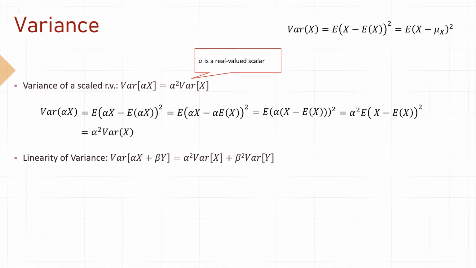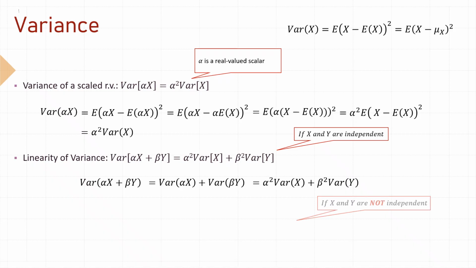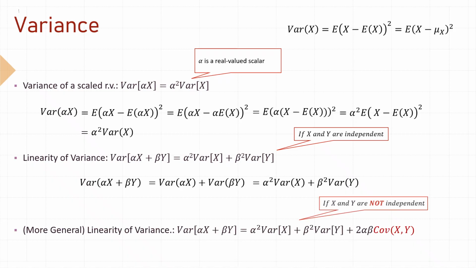Linearity of variance simplifies the variance of alpha x plus beta y, for independent x and y random variables, to alpha squared variance of x plus beta squared variance of y. If x and y are not independent, the variance of the scaled sum of x and y would need to account for their dependence through measuring their covariance.